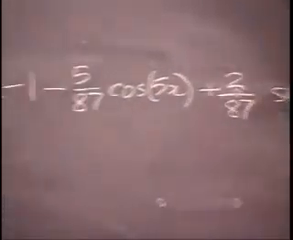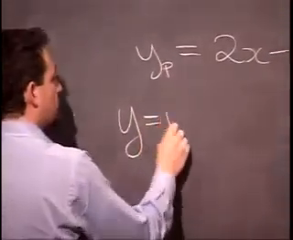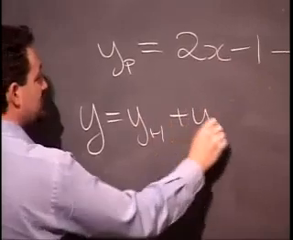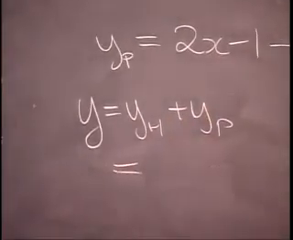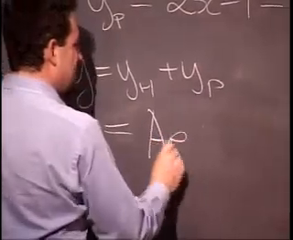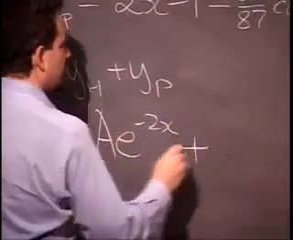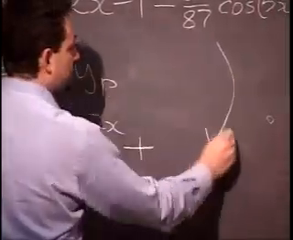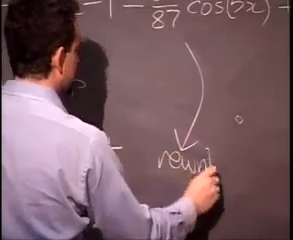And of course, the actual solution, y is yh plus yp. And the homogeneous solution I found in that little box up there is a e to the minus 2x. And yp is just this, so rewrite. I'm not going to do it to save time.